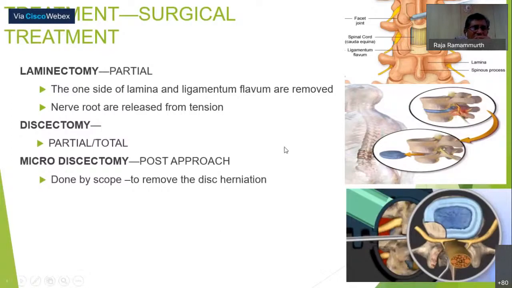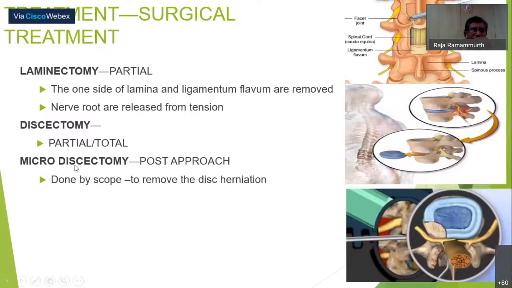Then the second type of surgery is called the discectomy. Discectomy can be partial or total. You can see the diagram, right? It depends on the quantum of the extrusion or the quantum of the sequestration. Based on that, they do the partial or the total discectomy. The third type is very, very commonly seen in today's surgeon's market, because most patients don't want much blood loss during surgery.